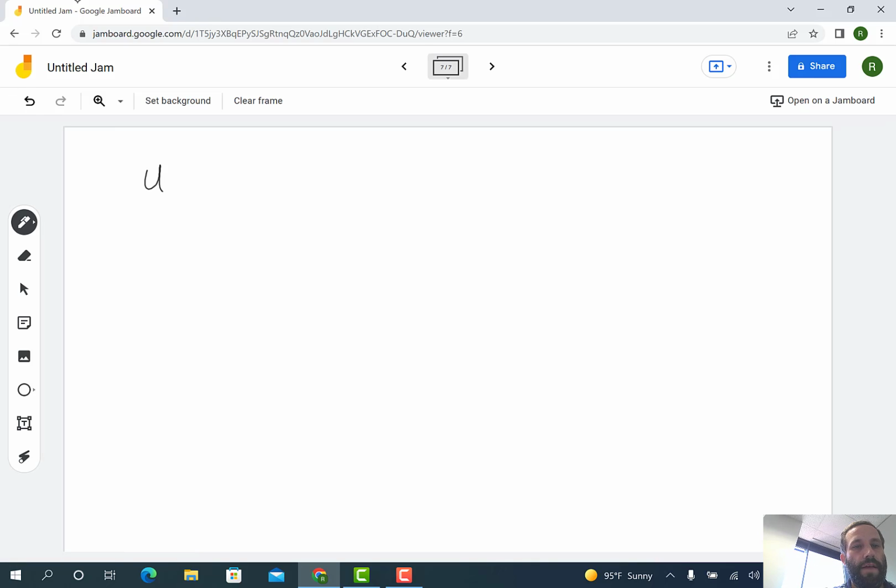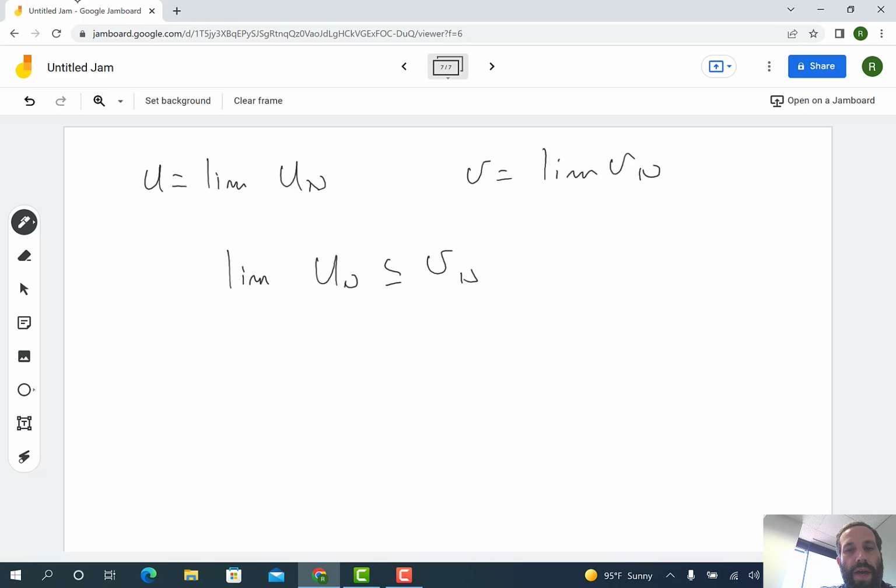So U is equal to the limit of the U_n. V is equal to the limit of the V_n. Now for every n, U_n is less than or equal to V_n. So it means the limit of the U_n is going to be less than or equal to the limit of the V_n. This is equal to V, and that's equal to U. Again, the limit of the sequence of lower bounds is going to be less than or equal to the limit of the sequence of upper bounds. Okay, again, that's one of these facts that's obvious, but that you might have to think about for a while. So again, feel free to pause the video if you need to.